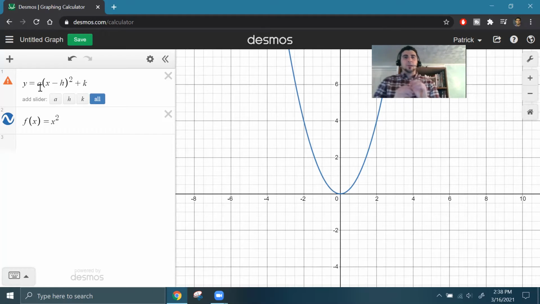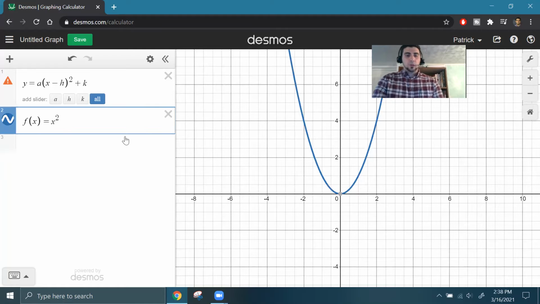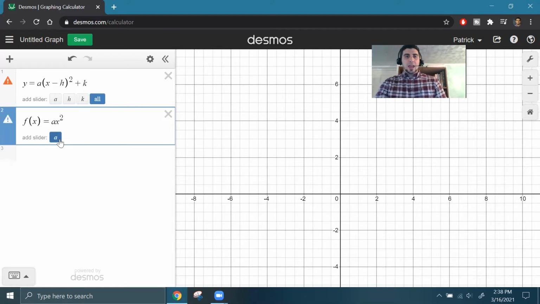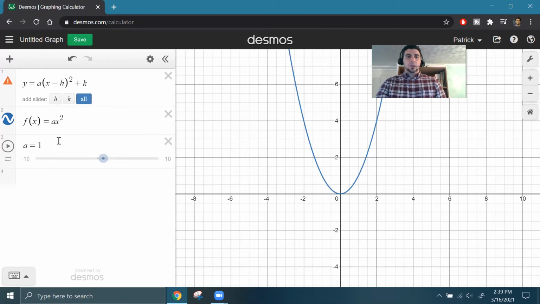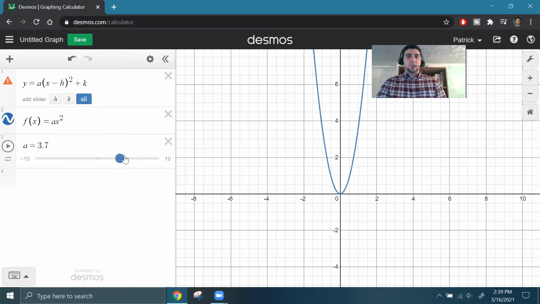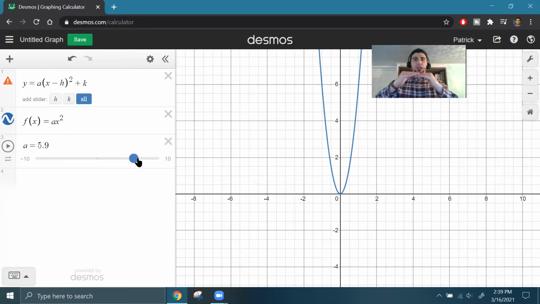A represents a number that is multiplying the quadratic function. So if I put an a there and add a slider, this is going to show what the graph looks like when a is 1. If a gets bigger and bigger, notice how the graph is getting narrower. This is actually stretching the graph vertically, because it's multiplying the value of x squared by a number greater than 1.